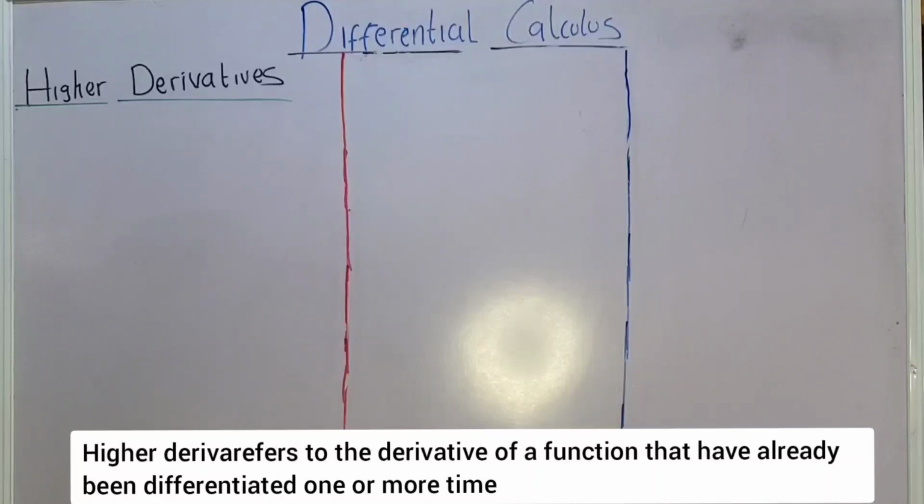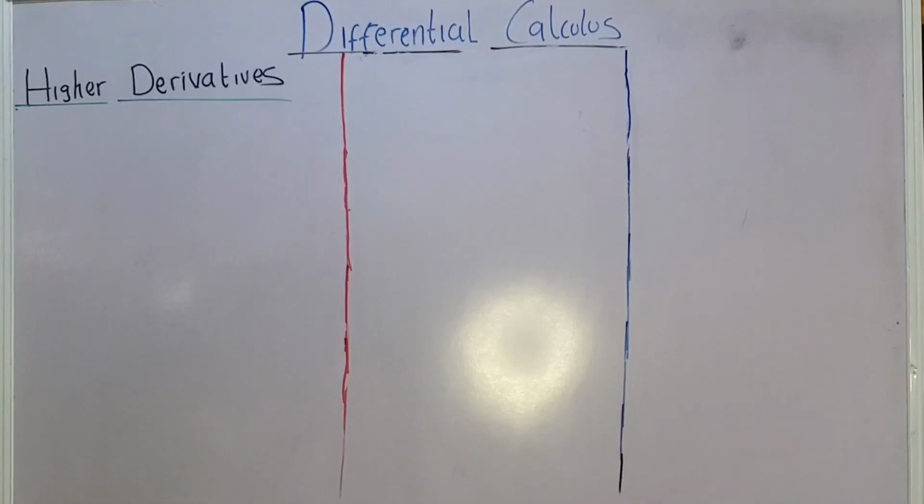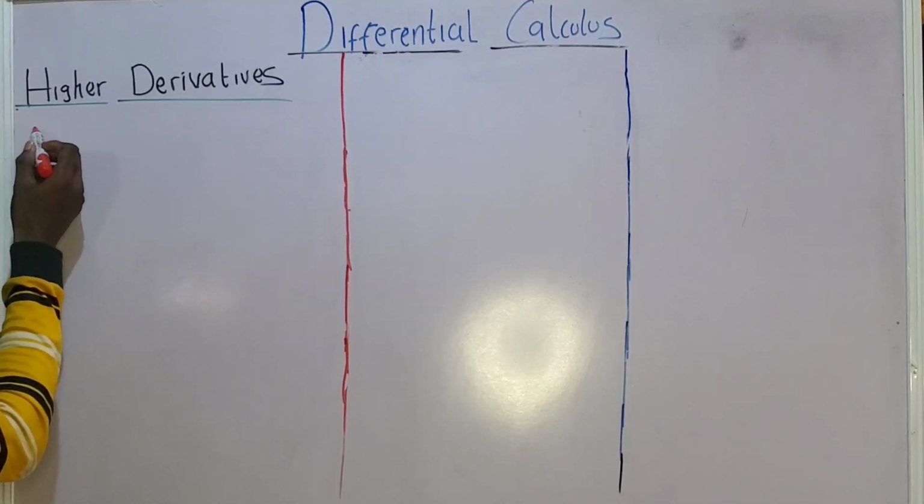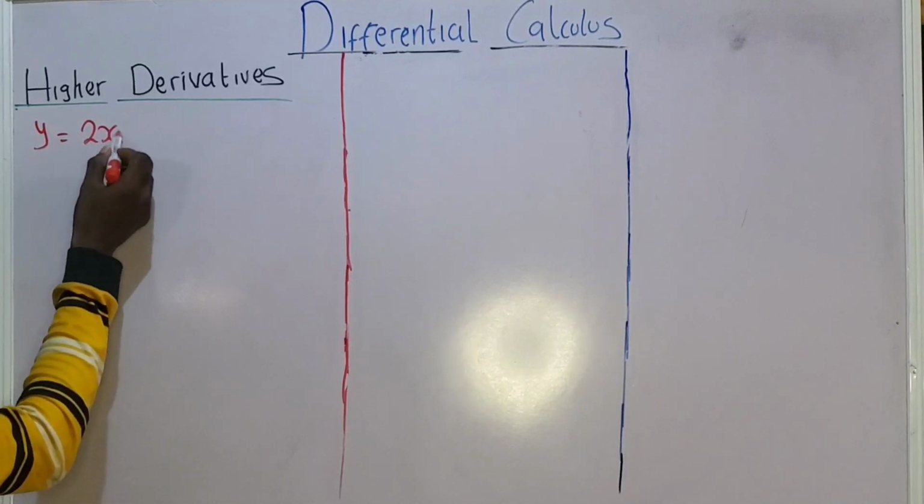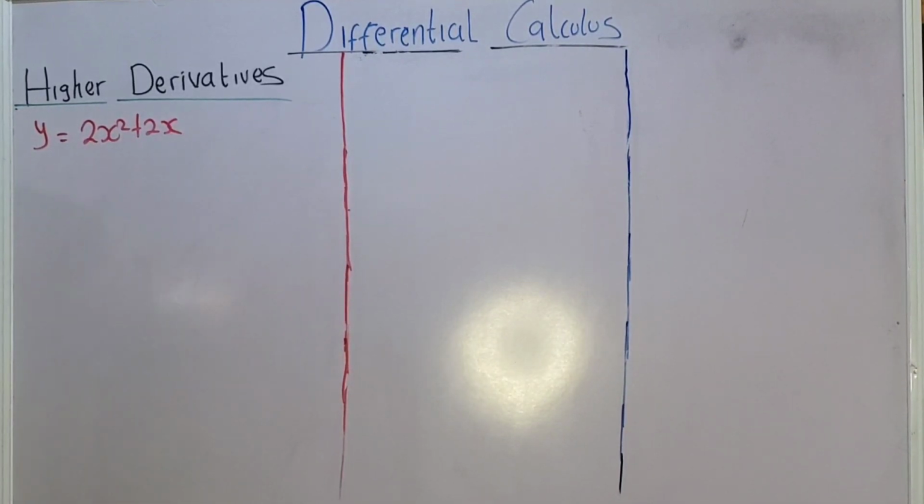Now, there are many applications of this particular concept, so I want you to pay attention. Okay, so let's start with the first question. Let's say we are given a function y equals 2x squared plus 2x. Now, the first derivative of this function is not called higher derivative. Why? Because when I defined higher derivative for you, I told you that it is differentiating a function that has already been differentiated. That is what we call higher derivative.